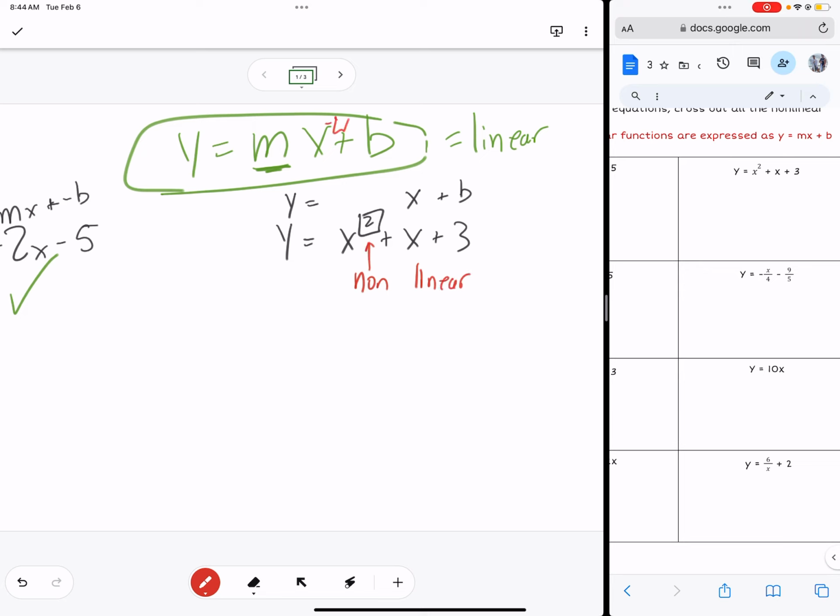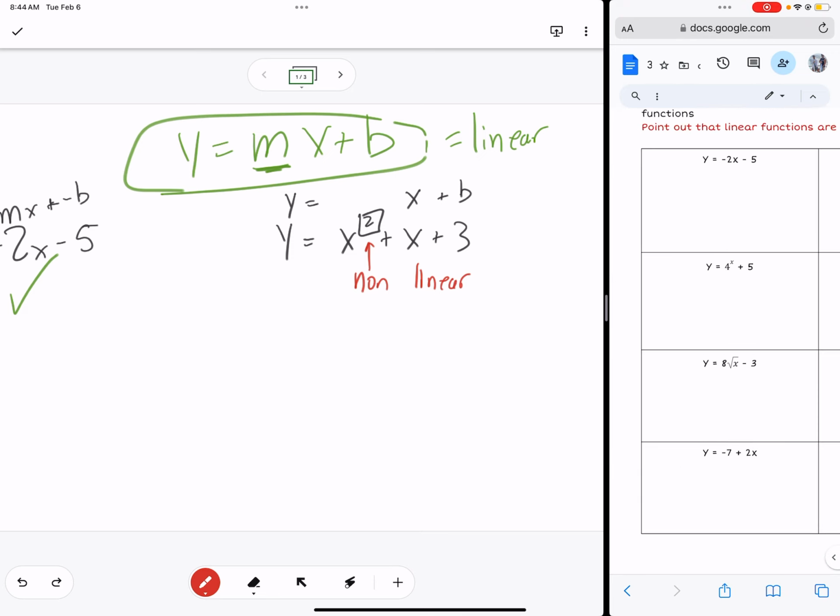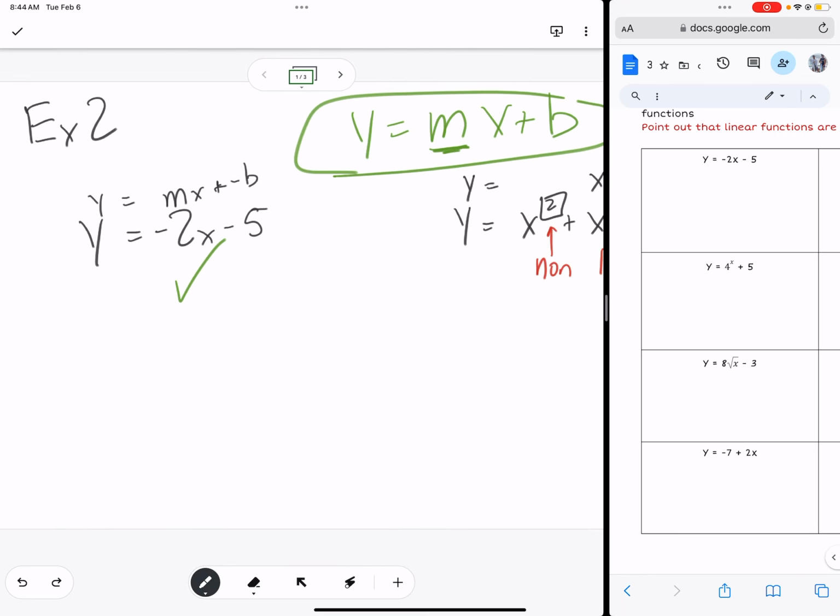In y equals mx plus b, there is no exponent. Technically, it's an exponent of 1. You don't have to write that. So if you ever see an exponent, even though it looks very similar to y equals mx plus b, it is not linear. Let's do the next one. What if the exponent's x? We'll find out. Next one, Randy, that is what you're seeing.